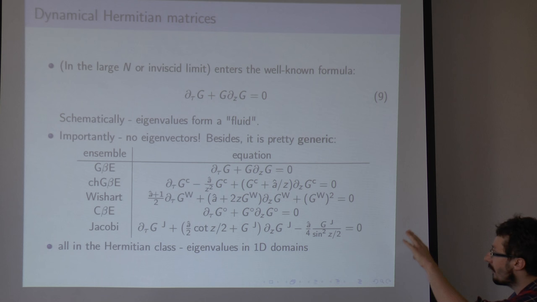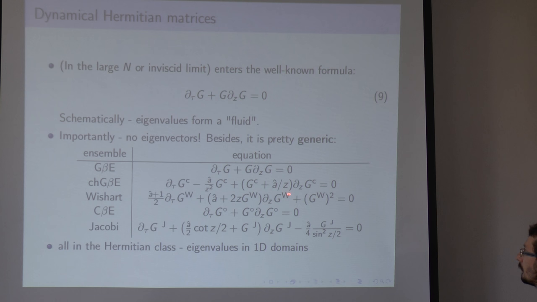So the main message, as I said, is that this is a pretty robust picture. We looked at a plethora of models of random matrices, and everywhere this Burgers equation pops out. There are of course some additional terms, but they don't destroy this structure, which is just a first order partial differential equation.